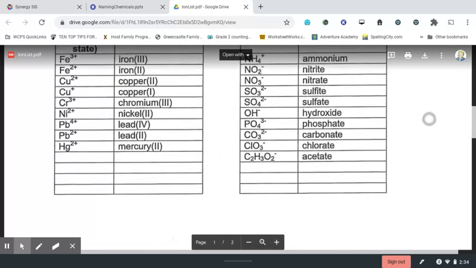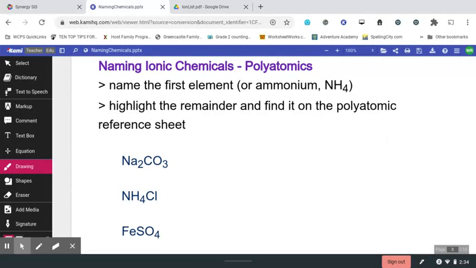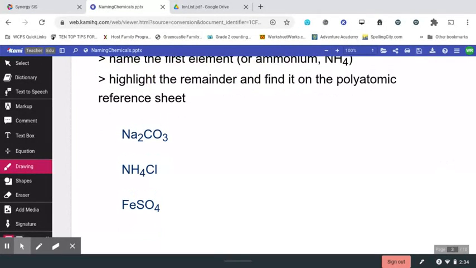You're going to be referencing this more often than not, and that's one of the benefits of memorizing it: you don't have to reference it much. I'm going to walk you through a few of these. For this first one, you have Na. It says name the first element, unless it's ammonium, which is NH4. So this first element is sodium.